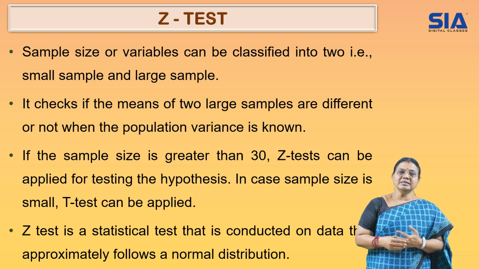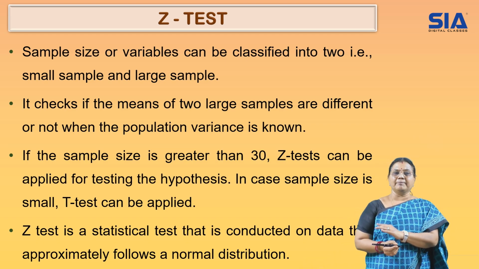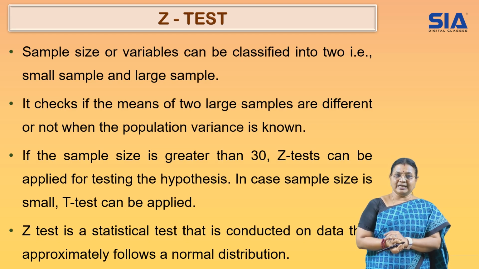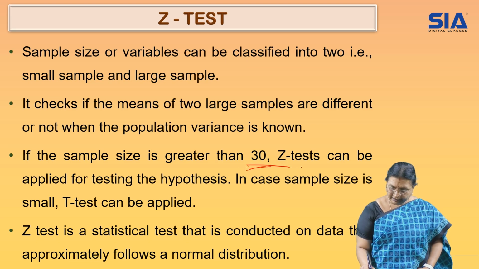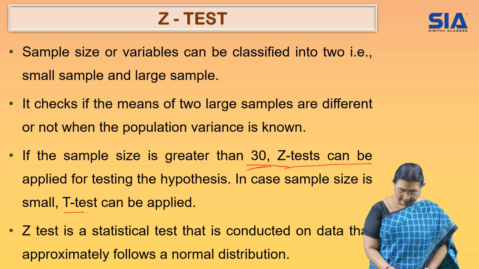So what is Z-test? Samples can be classified into two, that is small sample and large sample. It checks if the means of two large samples are different. Z-test helps us to test whether the difference of samples is real or the samples are the same, when the population variance is known. If the sample size is greater than 30, Z-test can be applied, and if the sample size is less than 30, T-test can be applied.